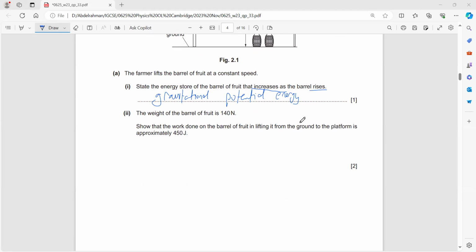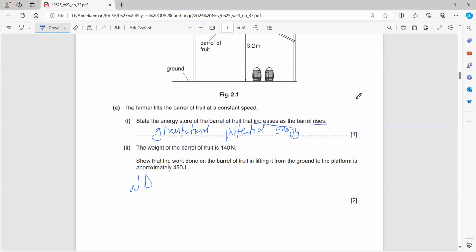450 joules. Tell me, let's do the weight times the joules. Work done, weight times joules. Work done equals what? Tell me. Work done equals force times distance. What is the force? 140 newtons. What's the distance?